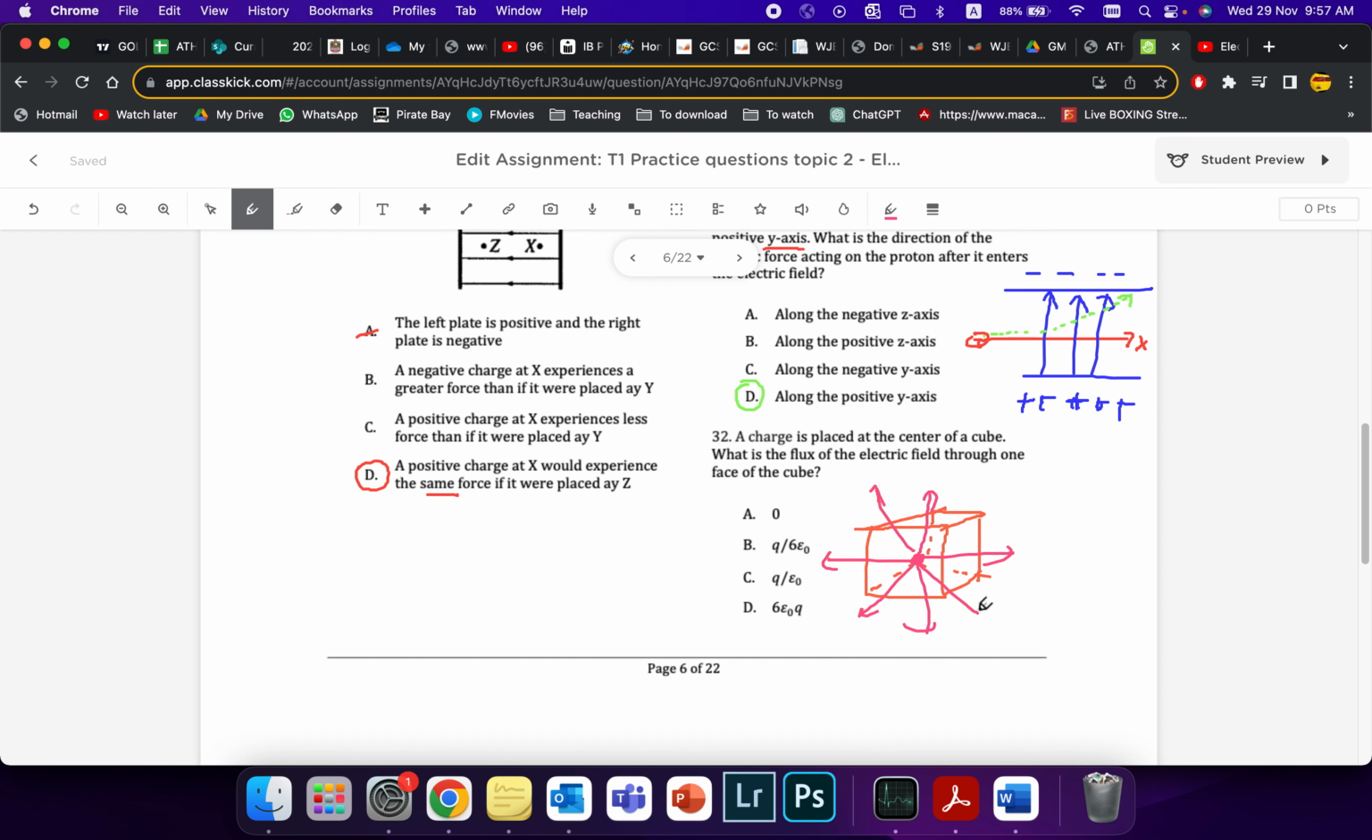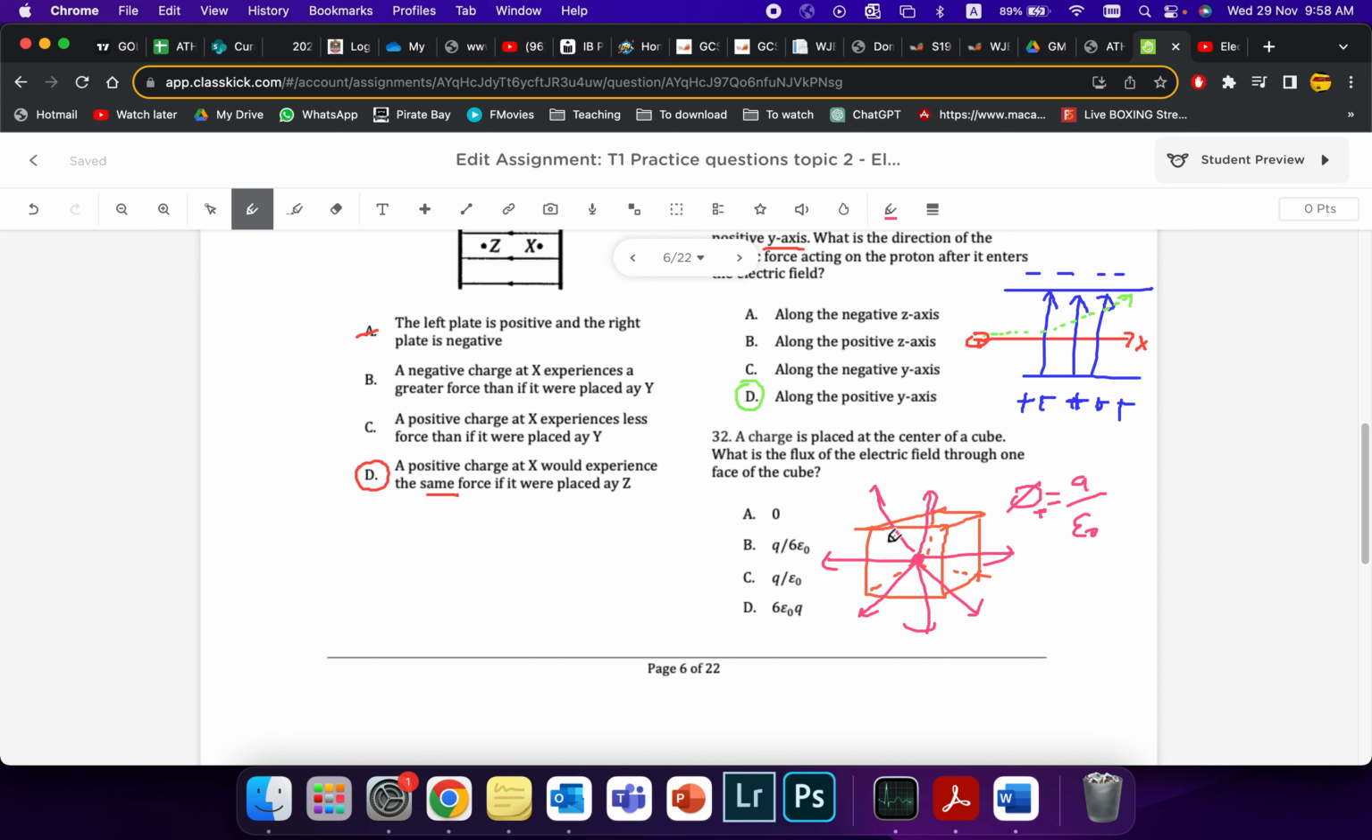It could be on the side of the cube. I can place it on the side. It doesn't matter. Same number of lines will be coming out each face. We already know the rule is for the flux, we can say Q over epsilon naught. That will be my total flux.